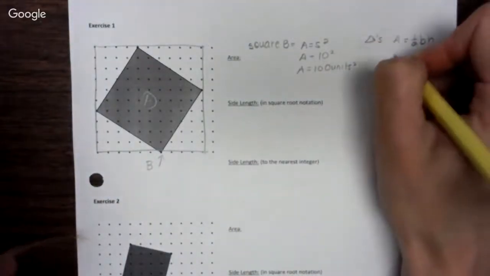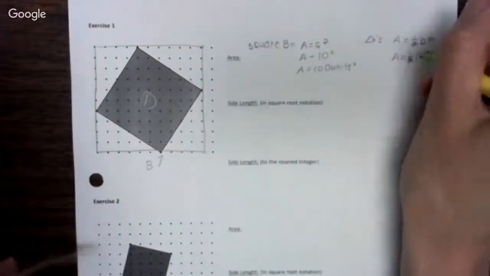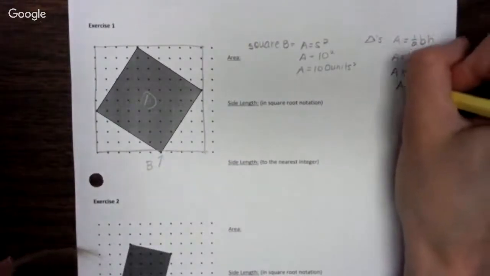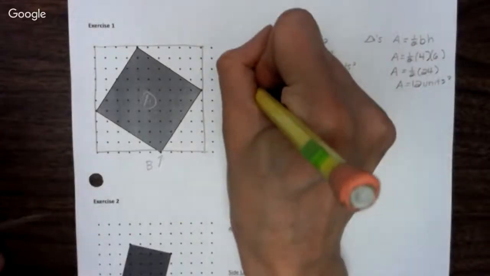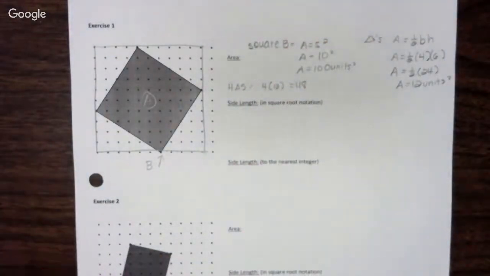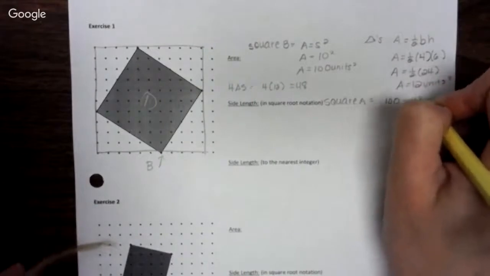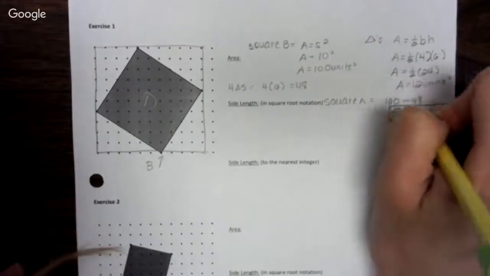All right, let's do the triangles. 1/2 base times height. So 1, 2, 3, 4 is your base. 1, 2, 3, 4, 5, 6 is your height. So that's half of 24, which is 12 units squared. Now remember, we want 4 triangles. So we're going to take 4 times the 12, which is 48. So square A is going to be square B minus the 4 triangles, which is 52 units squared.